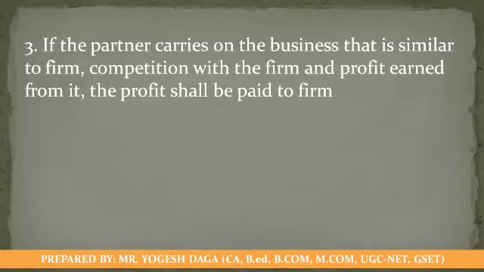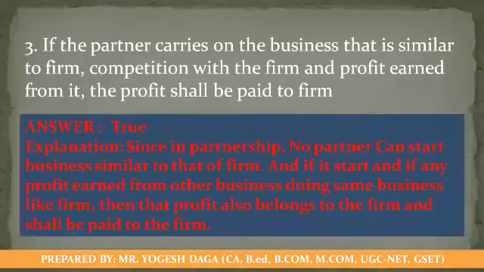Whether this statement is true or false, you are required to give the answer. So yes, the answer is true. If any partner is doing any business other than the partnership business, then any type of profit which he has earned from that business which is similar to the partnership business, he is obliged to give that profit to the firm only. Because in a partnership, none of them carry out their own business which is similar to the partnership business, and if it is carried on, then any type of profit which is there in that type of business is to be given to the firm. Okay, so the statement is perfectly true.